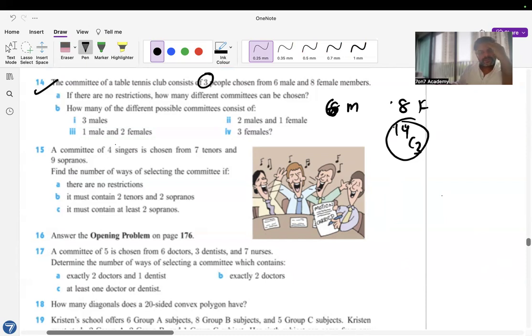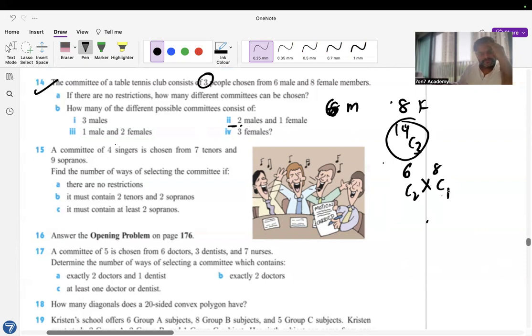Now the next one, the committee has 2 males, so 6C2, and 1 female out of 8, so 8C1. Agree? Yes, sir. Sir, I'm sorry. In the beginning, I disconnected for some time.